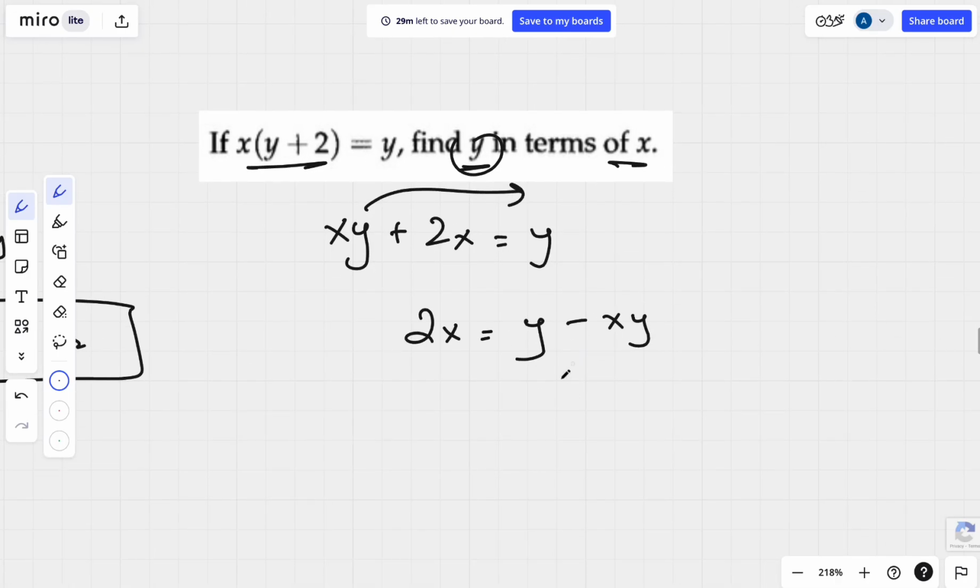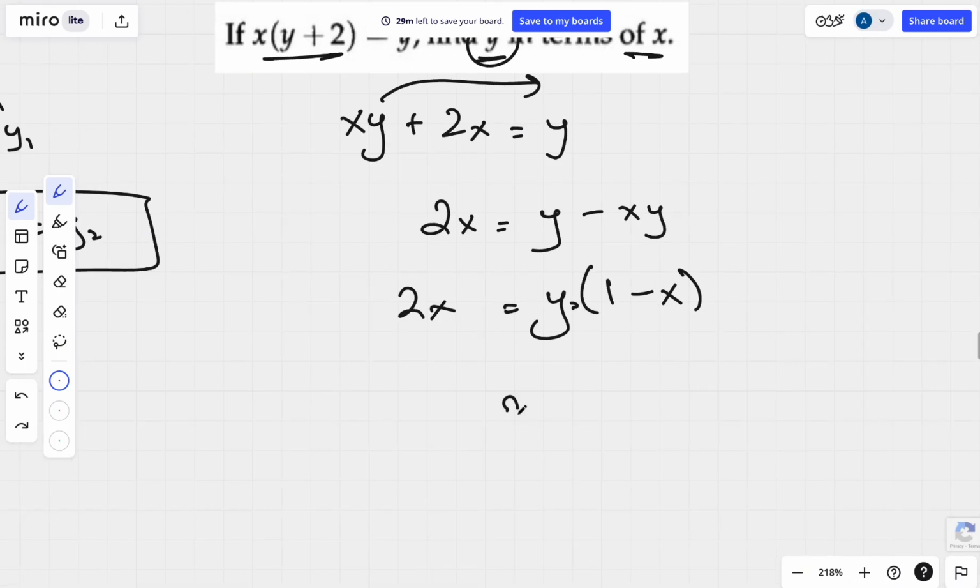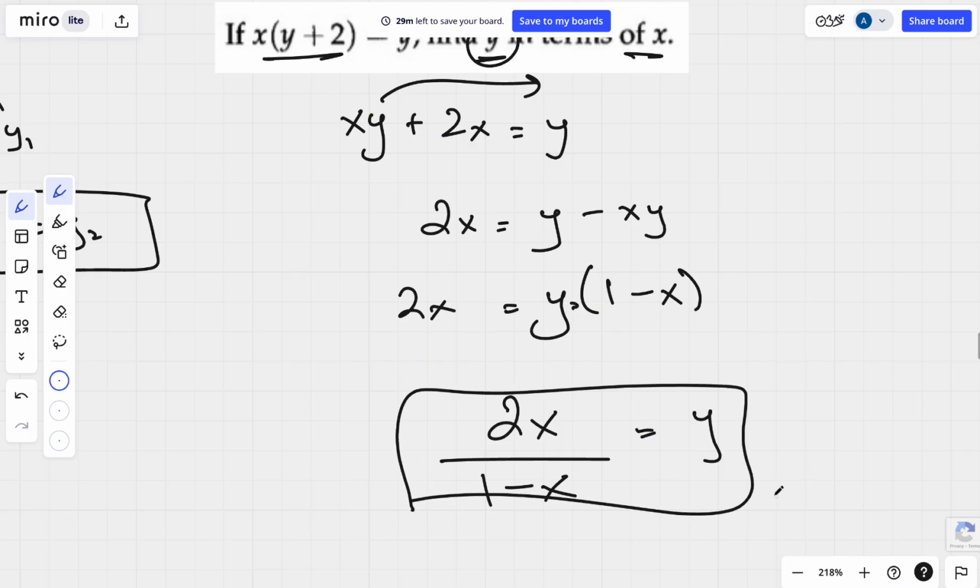Now on the right side, I can factor this y. I get y times (1 minus x) is equal to 2x. Now because it's multiplying and I need just the y, I need to get rid of 1 minus x. So the 1 minus x moves to the left side, and to move it to the left side we'll have to divide it because it's multiplying on this side, and that will be equal to y. That will be your answer.